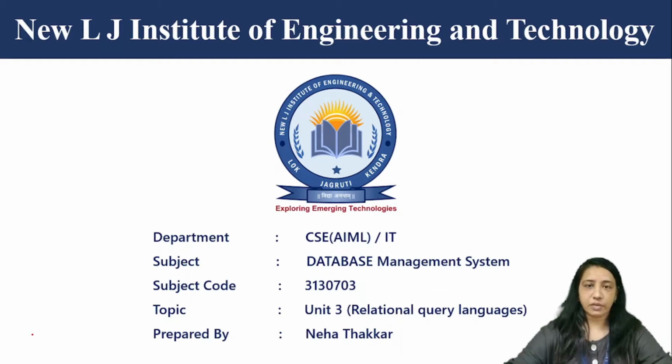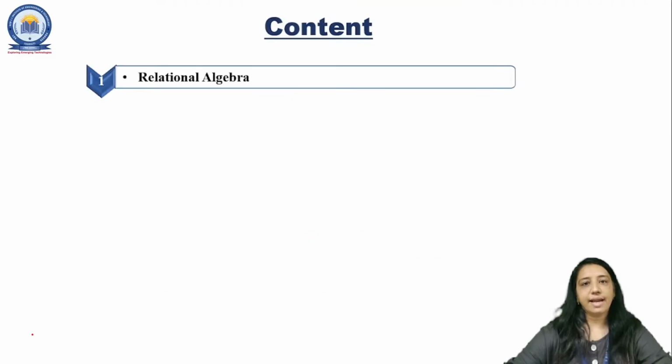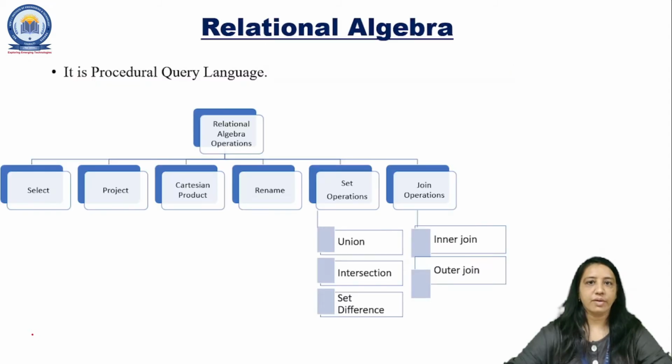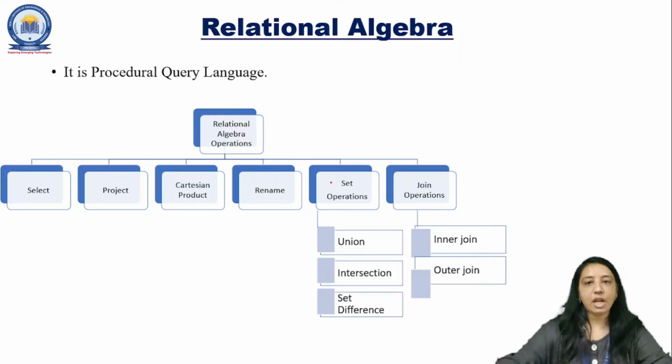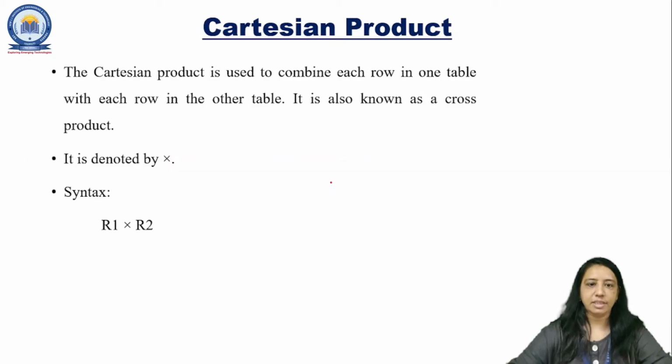Today we continue with Unit 3, that is Relational Query Languages. Last time we discussed some relational algebra: the select, then project, then the set operations. Today we are going to discuss the others. Right now we will start with the Cartesian product.